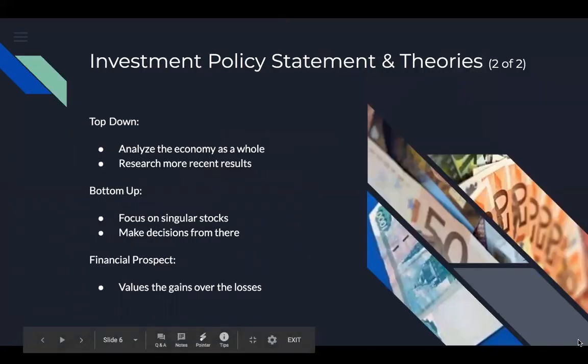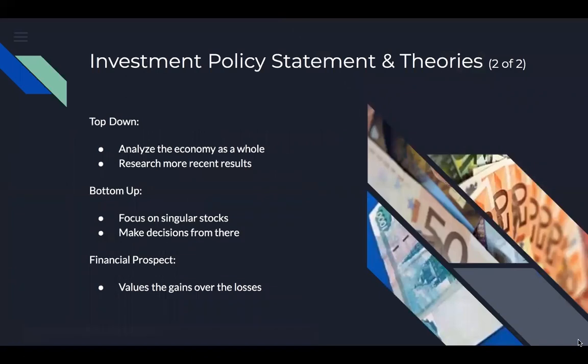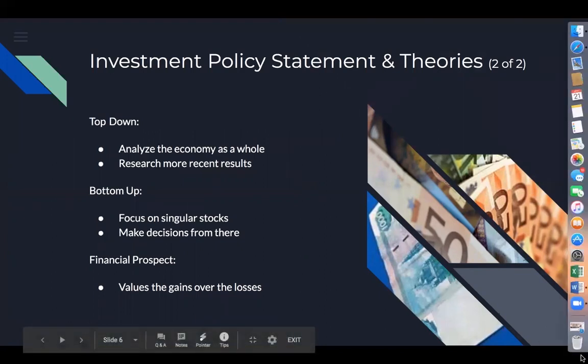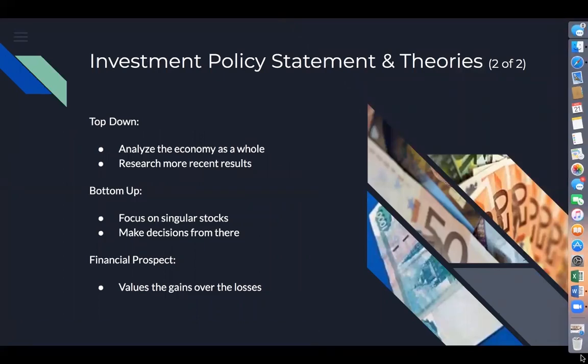Two common investment theories are top-down and bottom-up. With top-down, you analyze the economy as a whole, and then you research more recent results to figure out what's the best spot to put your money in. With bottom-up, you focus on singular stocks, and then you make decisions from there based on how they're performing as an individual. We operate with more of a financial prospect theory as we value the gains over the losses and look for where we can earn steady income without taking bigger risk.